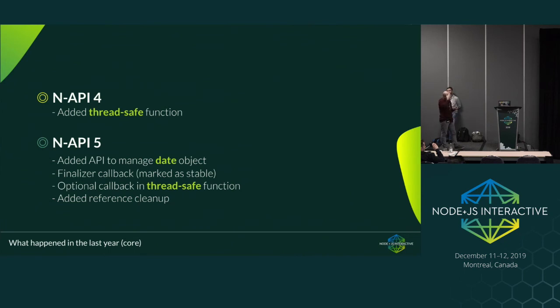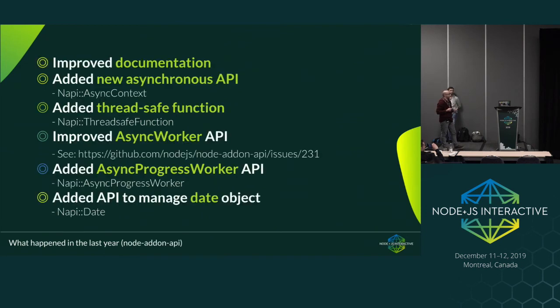We promoted it to stable API, the finalizer callback, added the function to clean up the memory or resources used by the native add-on, and made optional the callback for thread-safe functions. In node-addon-api, we did a lot.